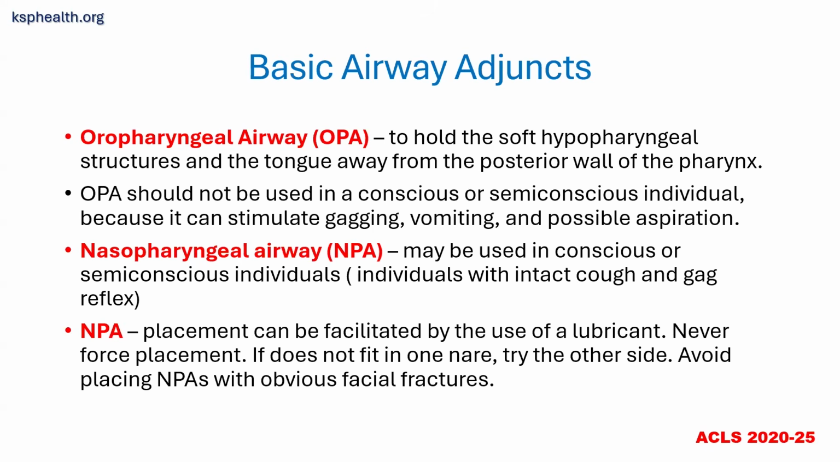Basic airway adjuncts, oropharyngeal airway. Most of the time, these oropharyngeal and nasopharyngeal airways provide the best airways. The oropharyngeal airway holds the soft hypopharyngeal structures and the tongue away from the posterior wall of the pharynx. The oropharyngeal airway should not be used in conscious or semi-conscious individuals because it can stimulate gagging, vomiting, and possible aspiration.